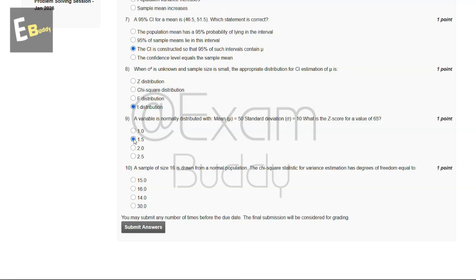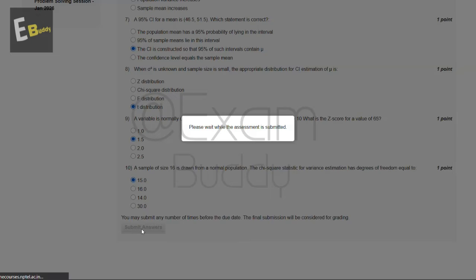And now let's go to our question number 10. A sample of size 16 is drawn from a normal population. The chi-square statistic for variance estimation has degrees of freedom equal to? So these are the options, and the answer of our 10th question is A. Now submit your answer.